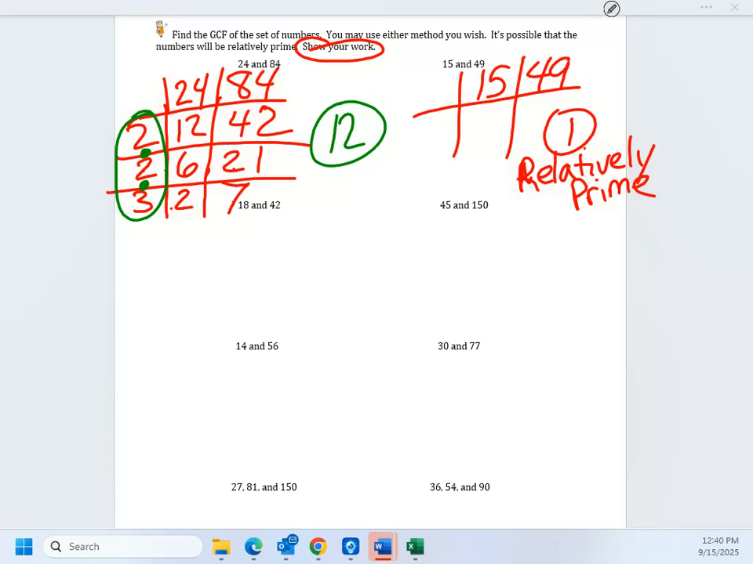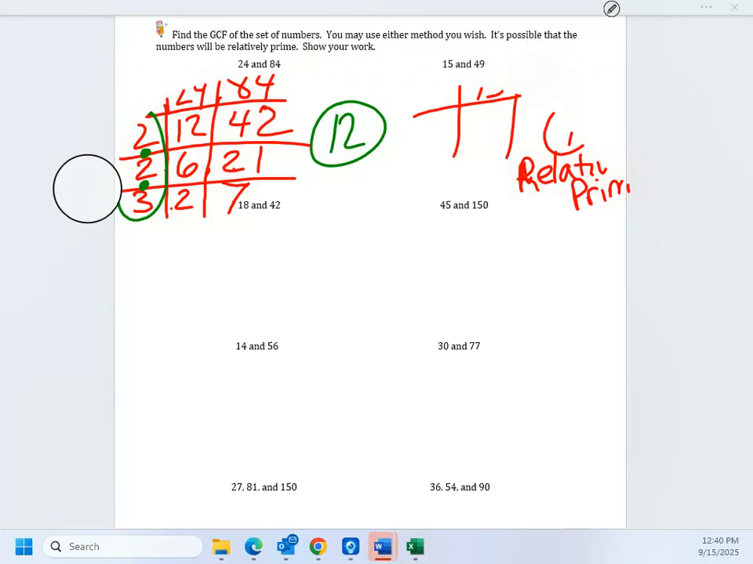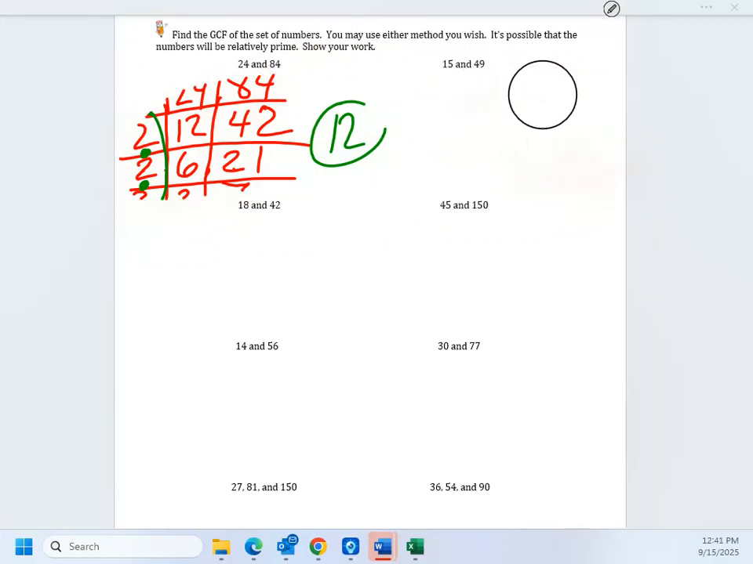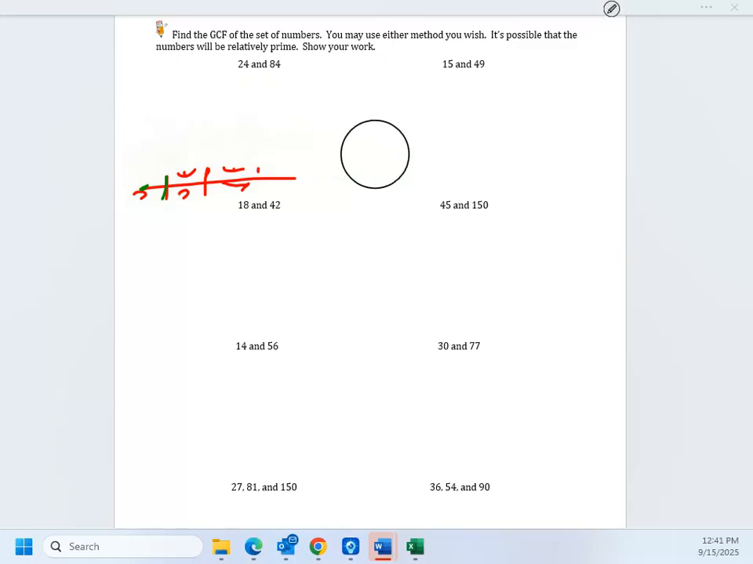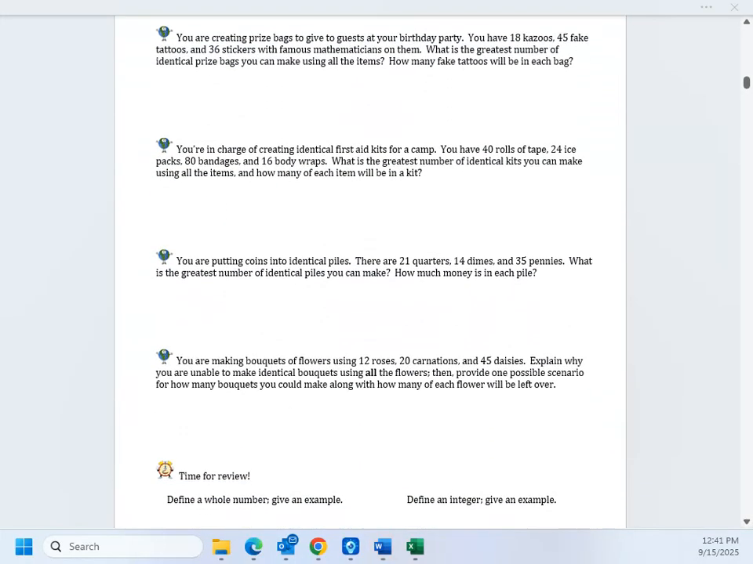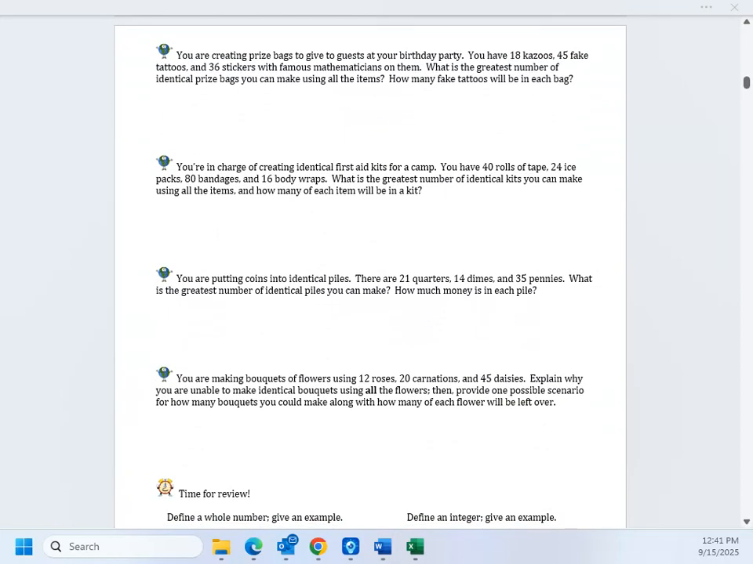All right, let's look at our next page. This page, there's not a lot on it. We have a lot of workspace for you to be able to show your work. Next page, oh, look at that. We have word problems. You are creating prize bags to give guests at your birthday party. You have 18 kazoos, 45 fake tattoos, 36 stickers with famous mathematicians on them. What is the greatest number of identical prize bags you can make using all of the items?